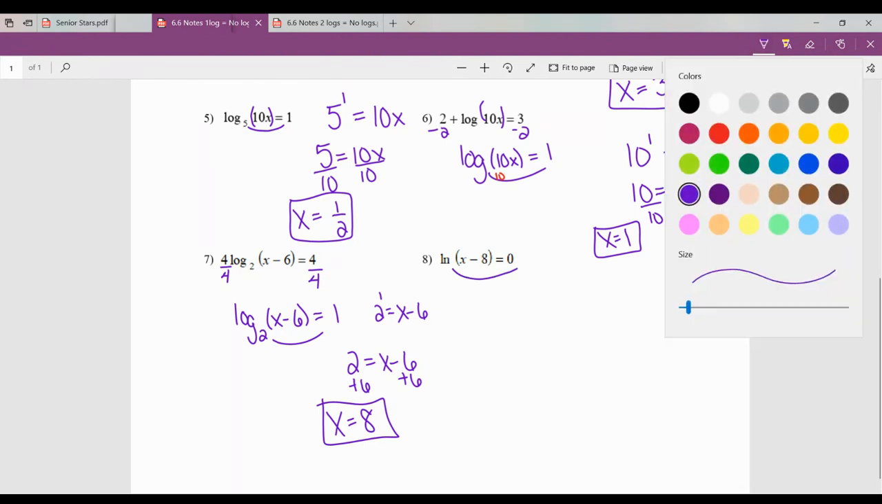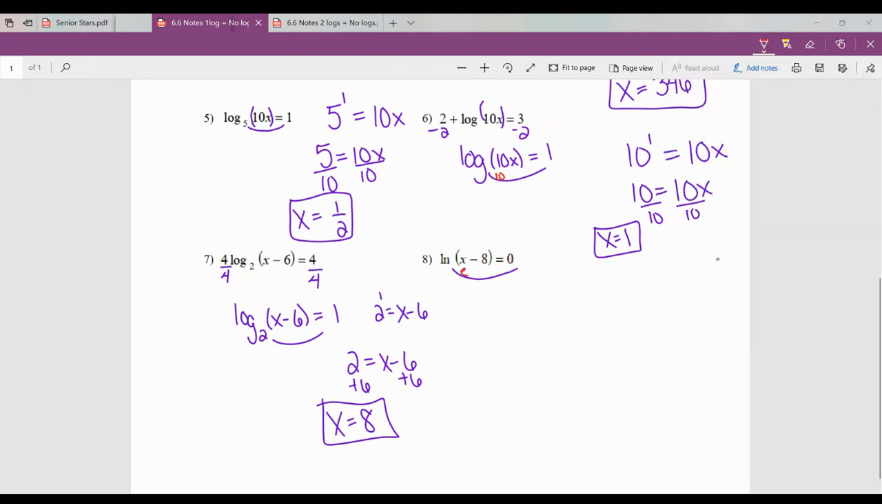All right, and the last one, we're going to swoop. This is ln. So when it's ln, it's an e. So we're going to do e to the 0 equals x minus 8. Anything raised to the 0 power is 1 equals x minus 8. Add 8. X equals 9. Final answer.